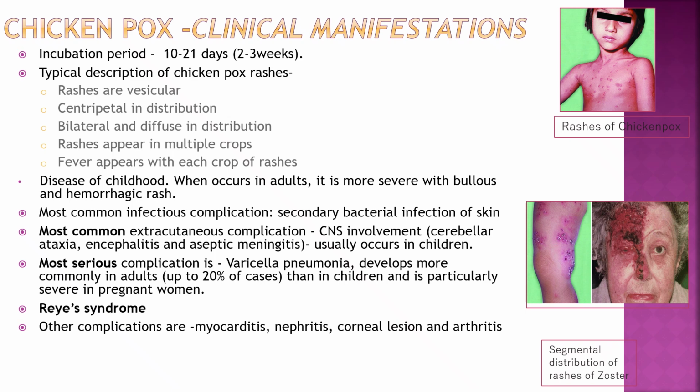The most common infectious complication is secondary bacterial infection of the skin. The most common extracutaneous complication is CNS involvement: cerebellar ataxia, encephalitis, aseptic meningitis, usually in children. The most serious complication is varicella pneumonia, which is more common in adults than children and particularly severe in pregnant women. Reye's syndrome; other complications are myocarditis, nephritis, corneal lesion, and arthritis.